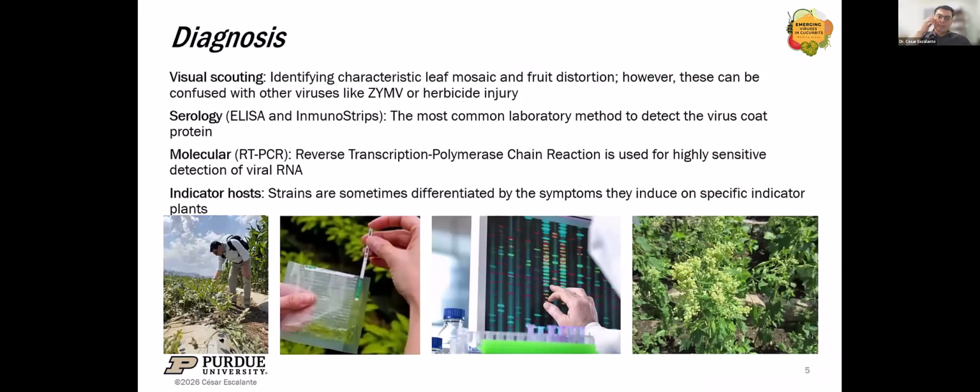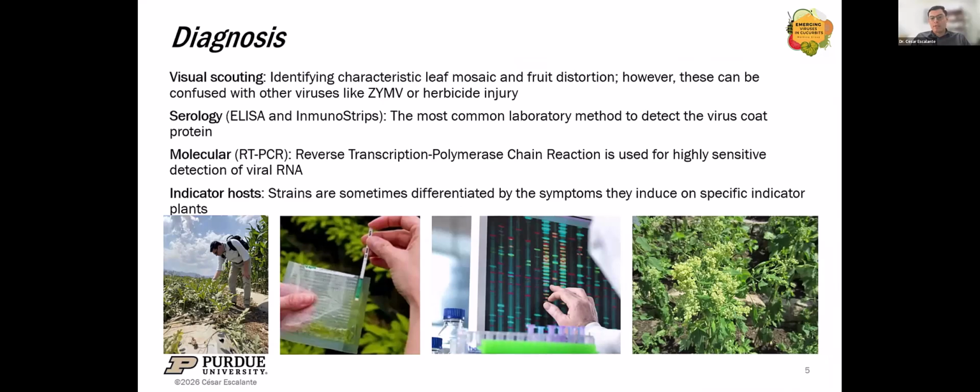So in terms of diagnosis, we have to basically start with visual scouting. That's a great start here. But just like Carrie mentioned, CMV symptoms can look very similar to other viruses. This is very common with all plant viruses. Sometimes CMV symptoms can look like zucchini yellow mosaic virus, for example, or even herbicide drift. And so if you want to have a definite answer, we need to rely on two main tools.